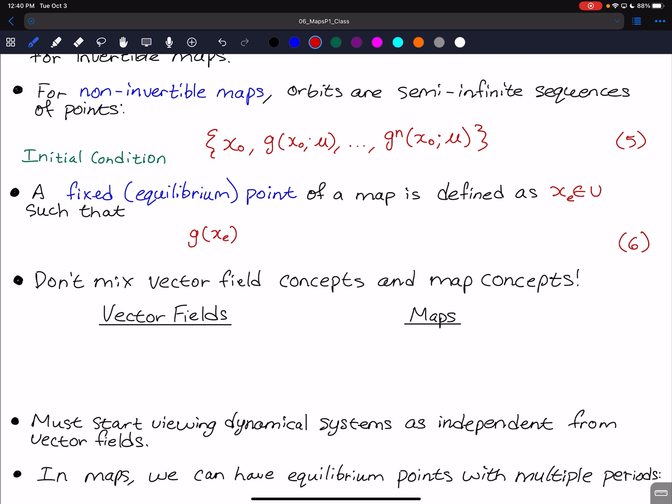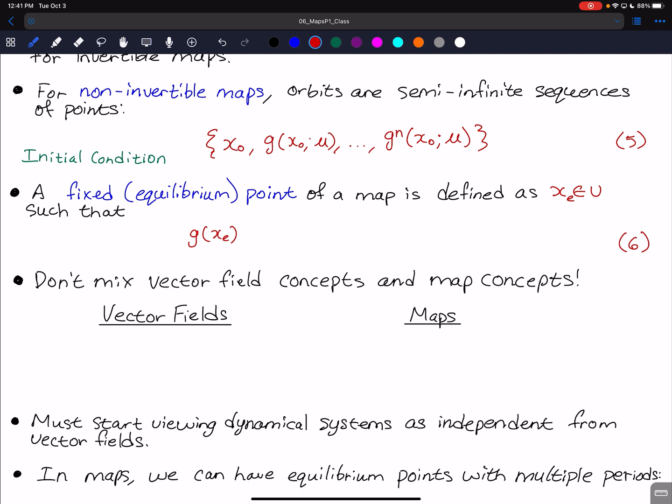The notes I was following had x bar, but we've been using bar for complex conjugates, so I wanted to not use that. If there's an x bar anywhere, you let me know. I think that's the only one that should be in the notes. If not, let me know, and then we can correct it. So we'll use x sub e instead.